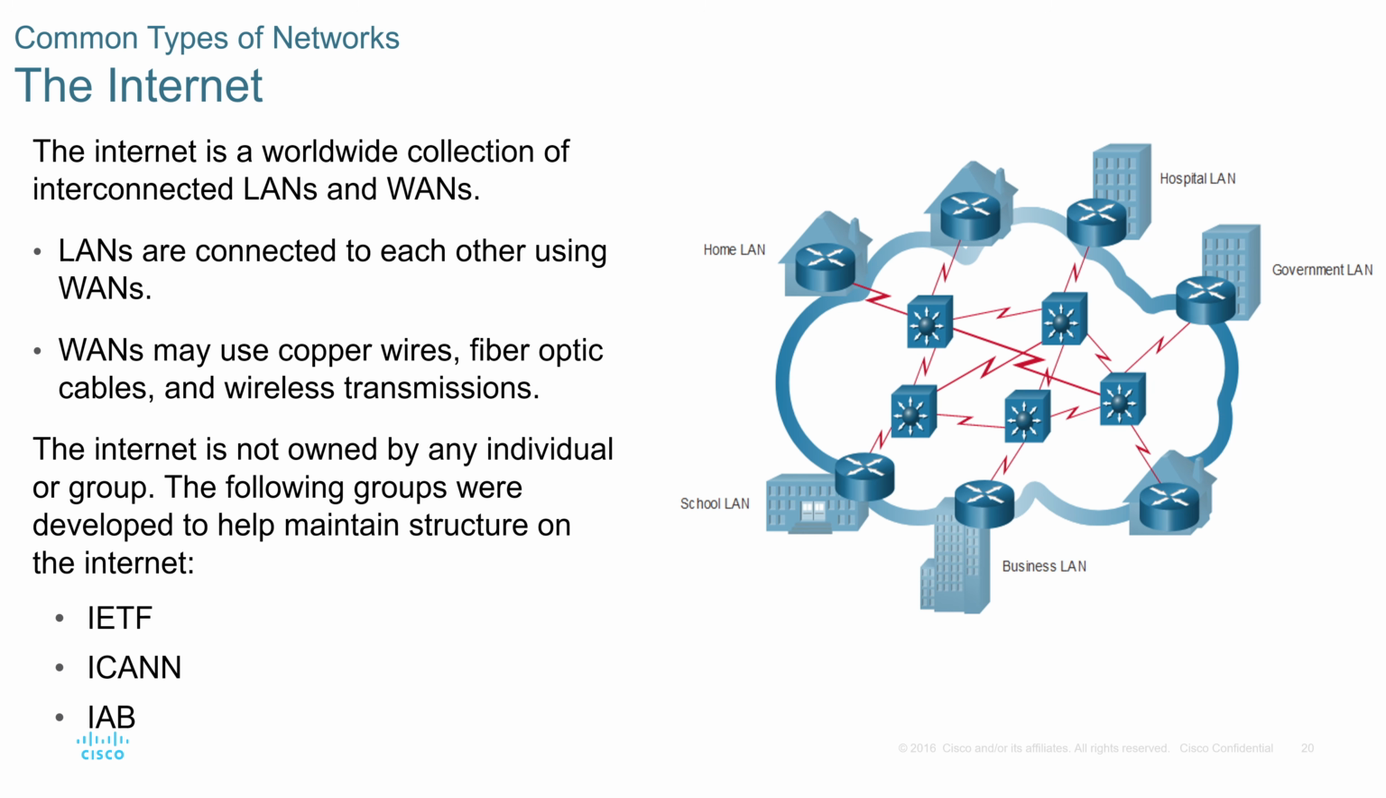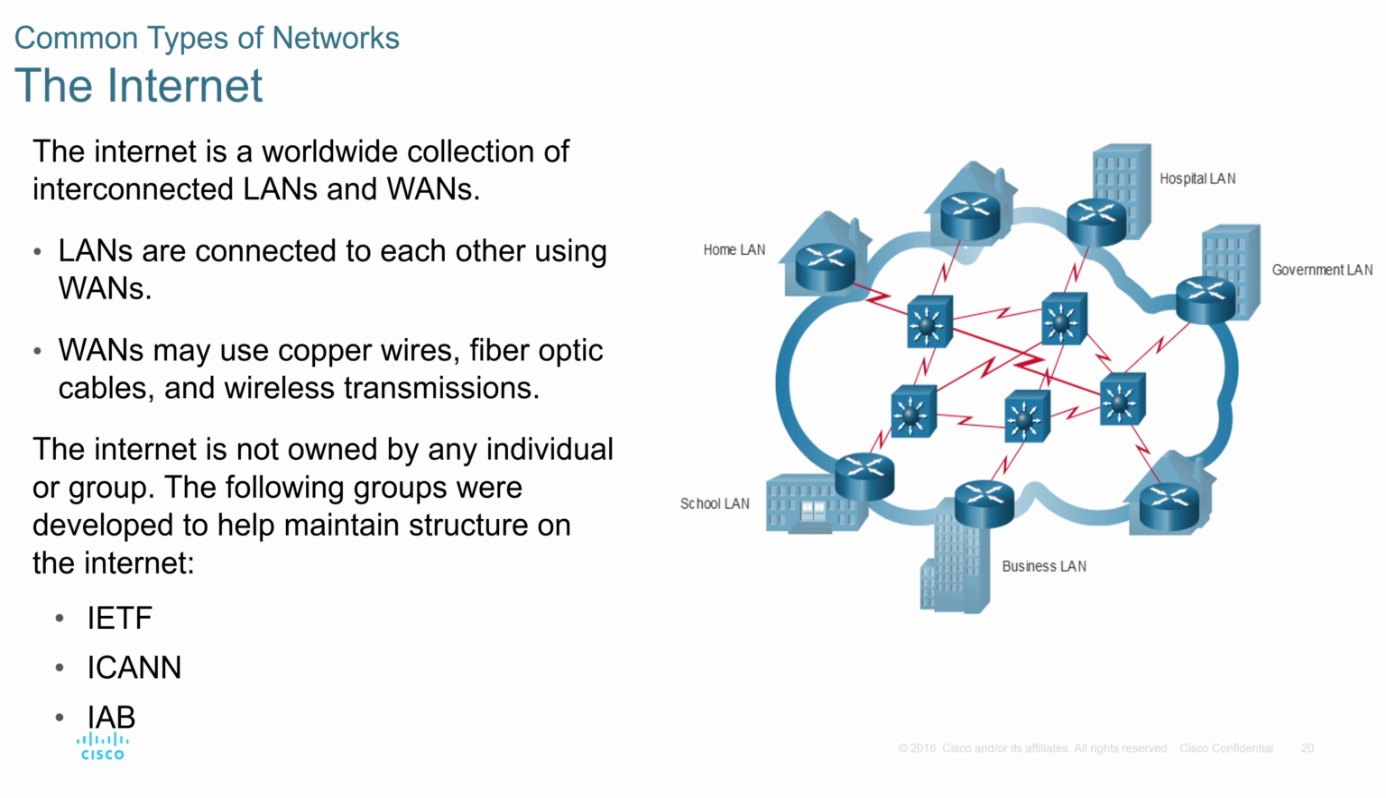The internet is not owned by an individual group. However, the following groups were involved in developing and maintaining the structures on the internet. They include the IETF, ICANN, and IAB. For example, IETF is the Internet Engineering Task Force, and they were responsible for standardizing most of the network infrastructure.